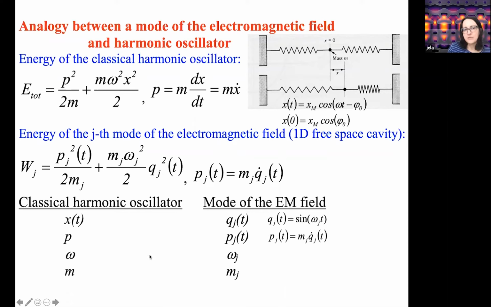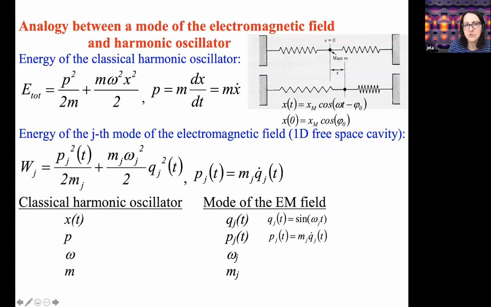And then omega, the frequency of a classical harmonic oscillator, is analogous to omega j, which is the frequency of a mode in the electromagnetic field in a resonator. And then m, mass for a harmonic oscillator, is analogous to mj, which is this constant that we introduced, proportional to Cj, which describes the contribution of a particular mode in the electromagnetic field expansion. Does everybody see the analogy here?